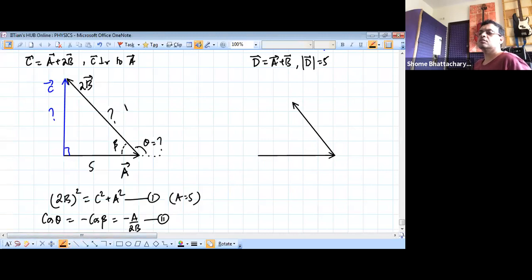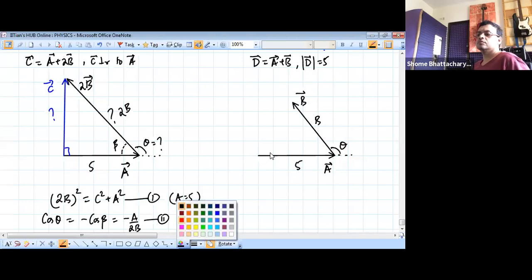इसका length यहाँ पे 2b था, इसका length यहाँ पे कितना है b है, उसका half है, but ये angle theta same. So we are adding the vector b to the vector e, which is 5 in length. Okay. So where is the vector d in this diagram? Is the sum of these two. So in this diagram, the vector d should be this one, okay, where this one's magnitude is 5.